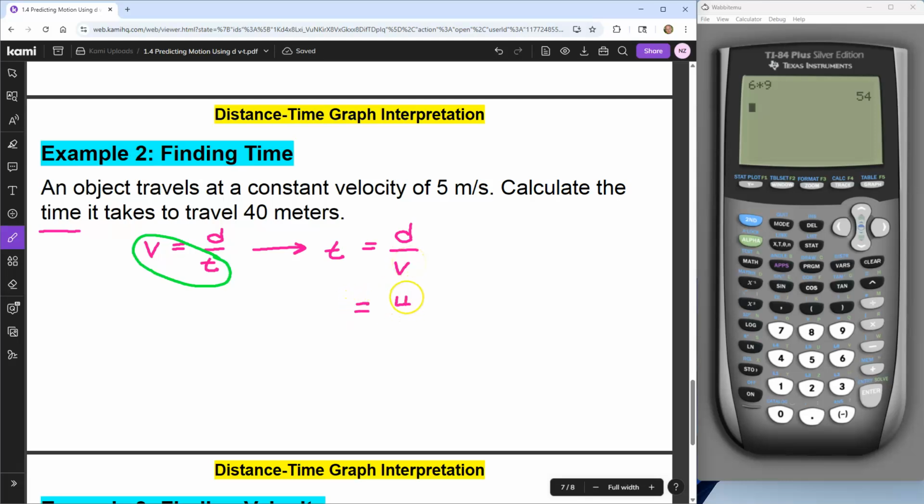So my distance is 40 meters. My velocity is 5 meters per second. So 40 divided by 5 gives me 8. And since we're solving for a time, my units will be seconds.